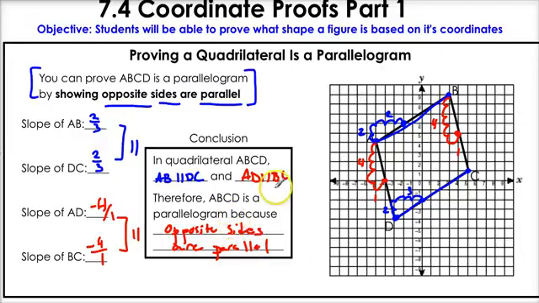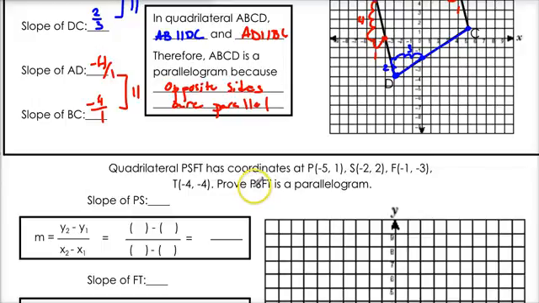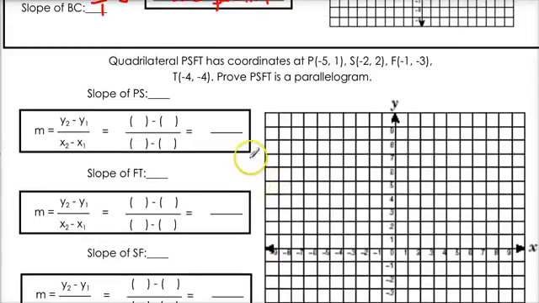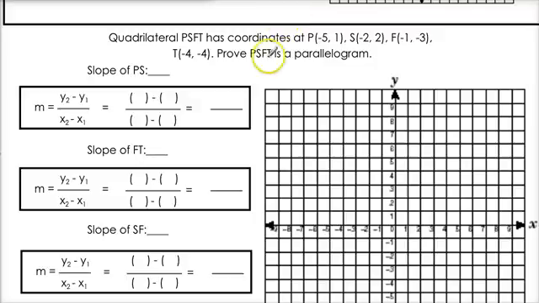So let's do another one of these. We're going to do another proof. So in quadrilateral PSFT, it has coordinates P, S, F, and T. Those are all coordinates. We're going to prove that PSFT is a parallelogram.